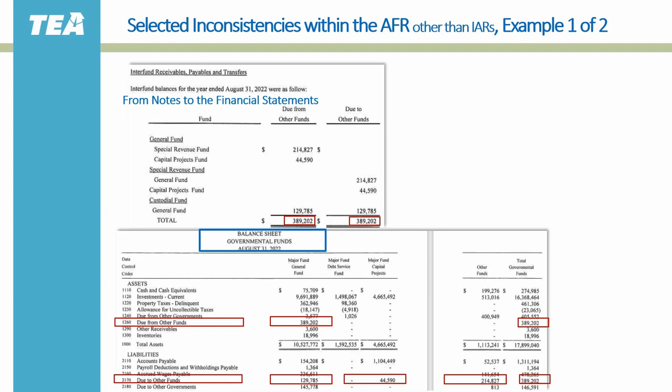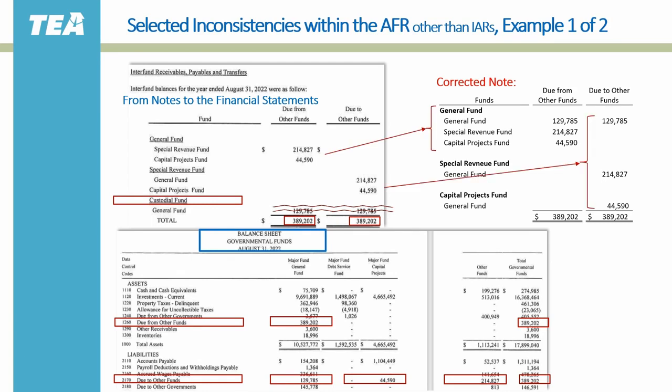However, in the notes to the financial statements of the same AFR, the amount of 129,785 was disclosed as a due to, due from between the general fund and the custodial fund, which does not agree with the balance sheet. The correct schedule is shown on the top right of this page.